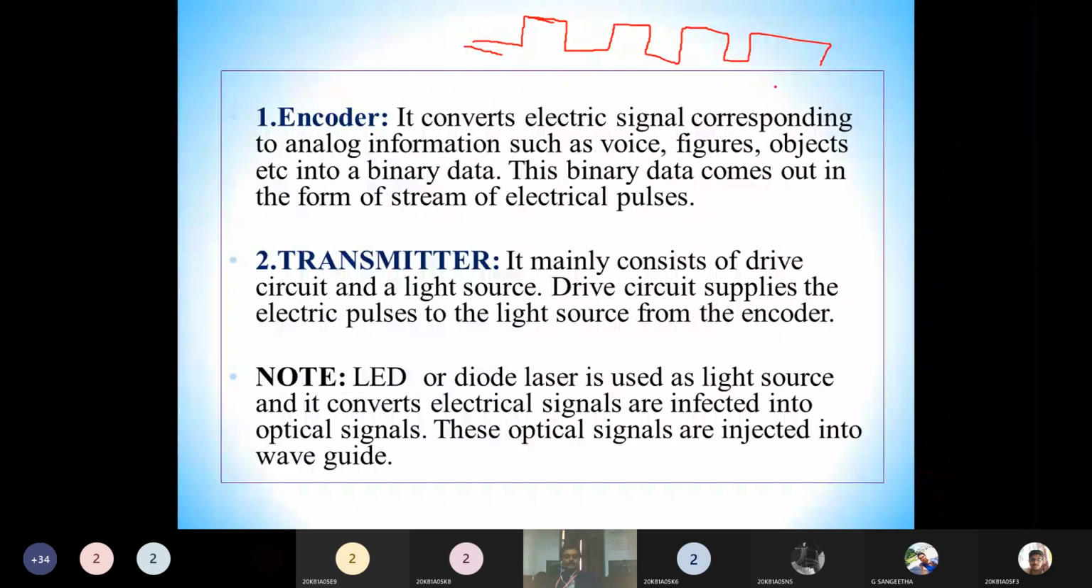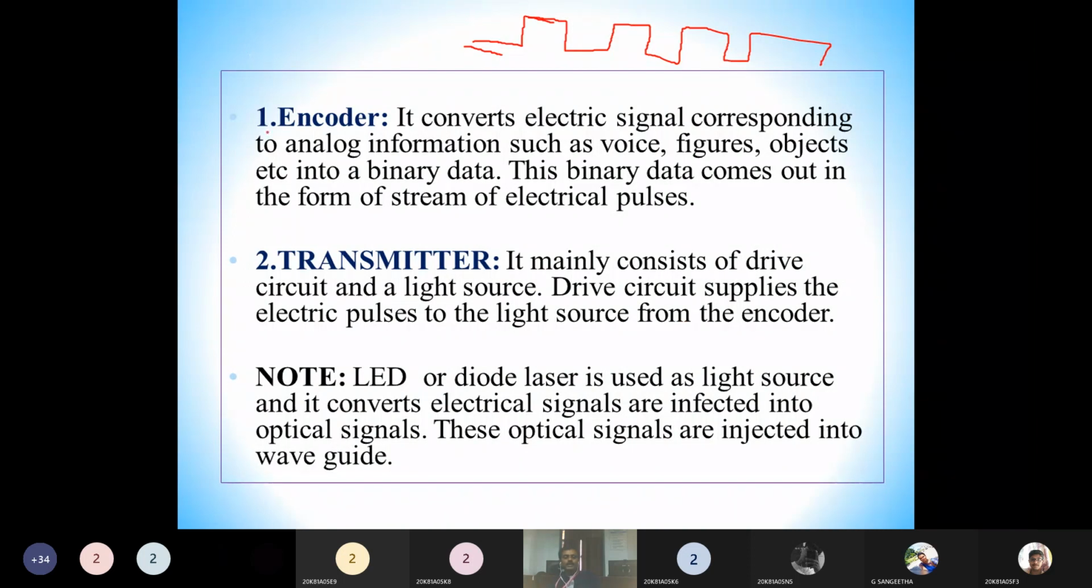Okay, so an encoder is used to convert voice signals, figures, and objects into binary data. Next, the transmitter mainly consists of the drive circuit and light source. The drive circuit supplies the electrical pulses from the encoder to the light source.